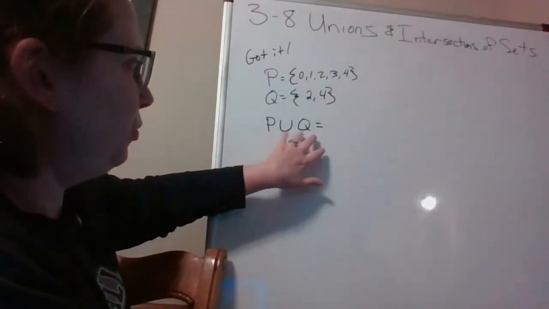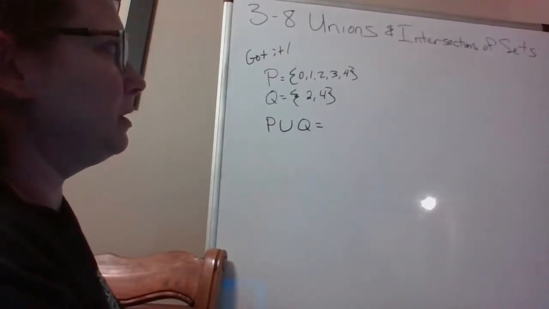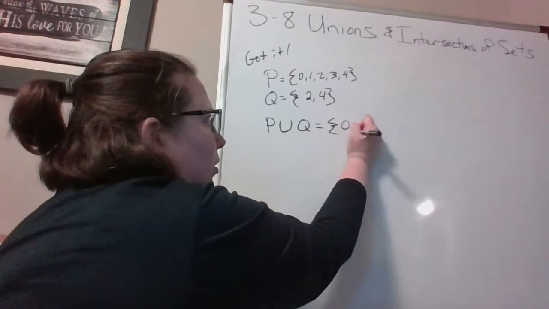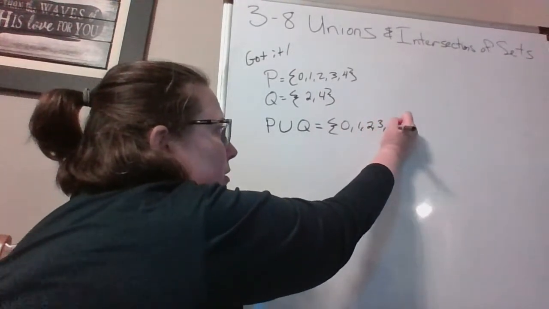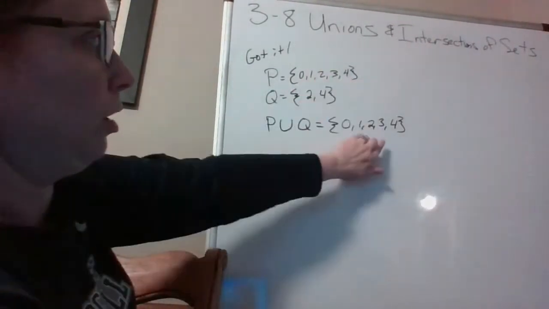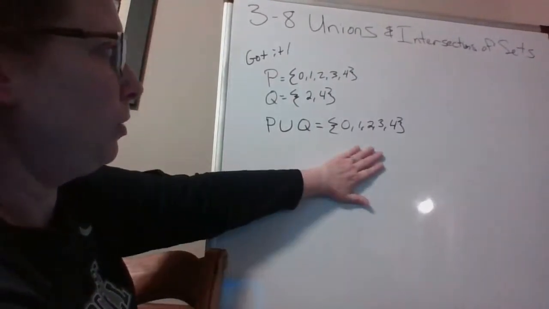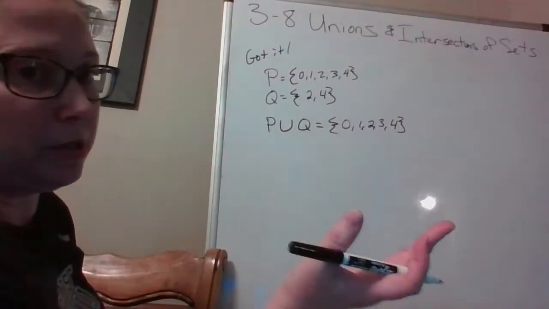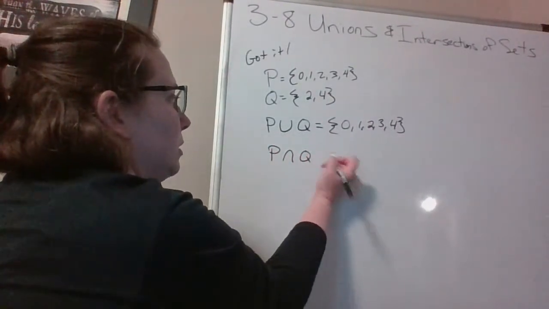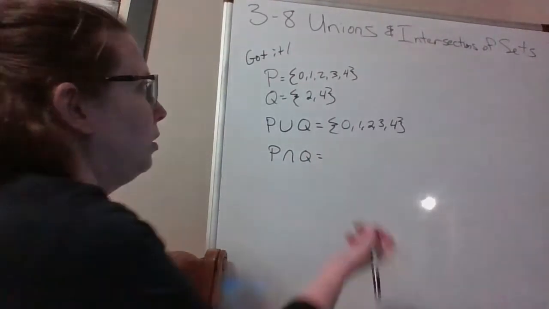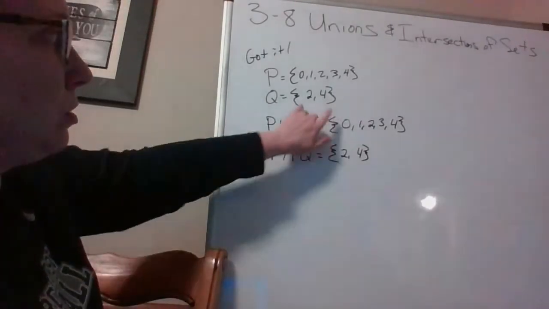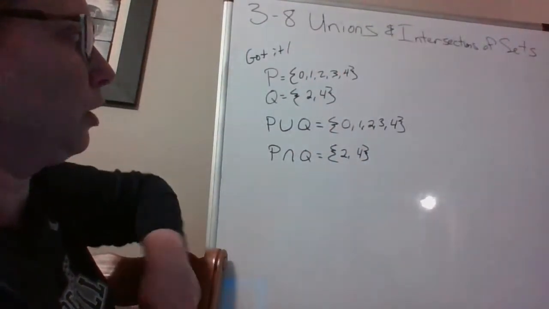For P union Q, that's going to be anything that is in both P and Q. So essentially, it's everything that's in P, because 2 and 4 that are in Q are also in P. So this would be P union Q. Just as a bonus, if we were talking about intersection, let's say the intersection of P and Q would be 2 and 4, because those elements are in both P and Q.